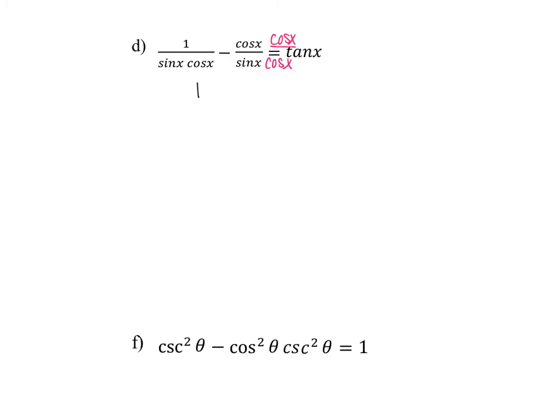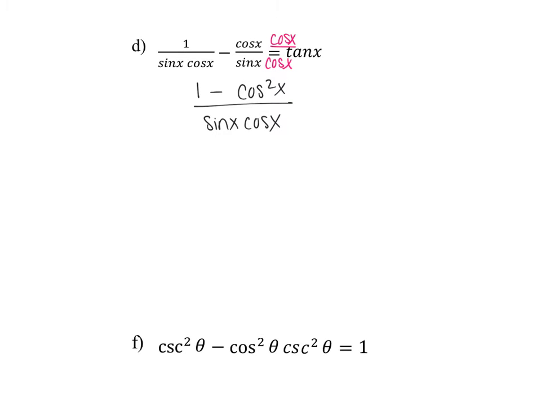So I'm going to write this as 1 minus cosine squared on the top, and then the bottom will be sine x cosine x. So what I've done is brought the denominators together and also the numerator. So I have 1 down, negative sign, and cosine times cosine is cosine squared. So I've kind of joined everything together.